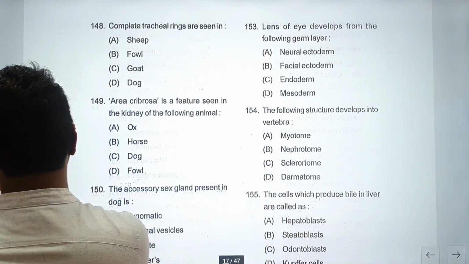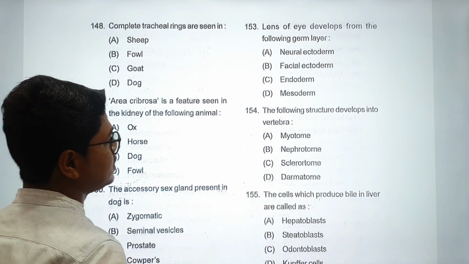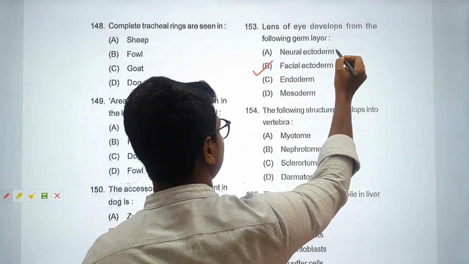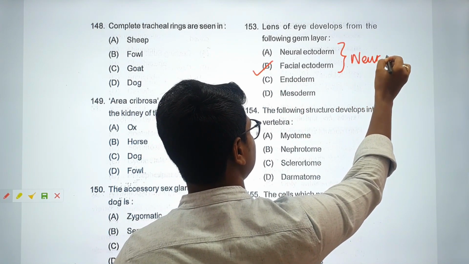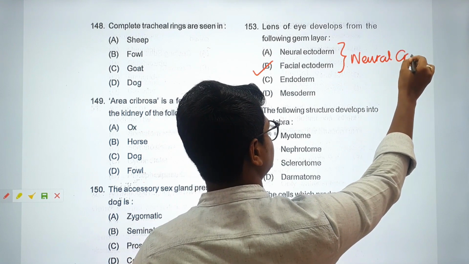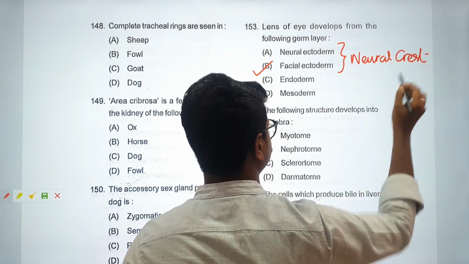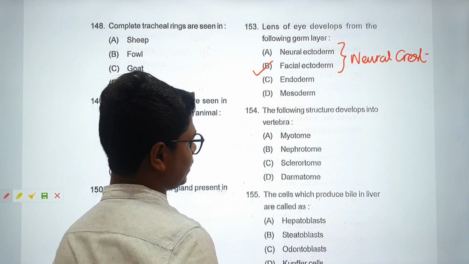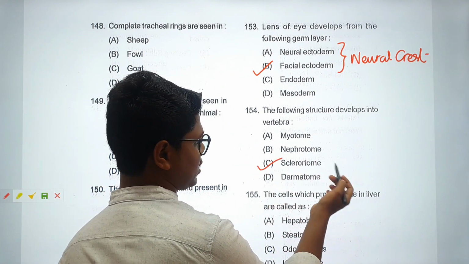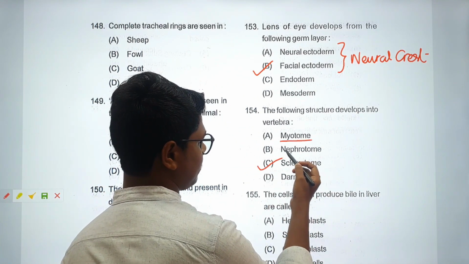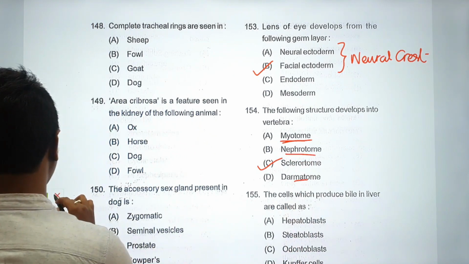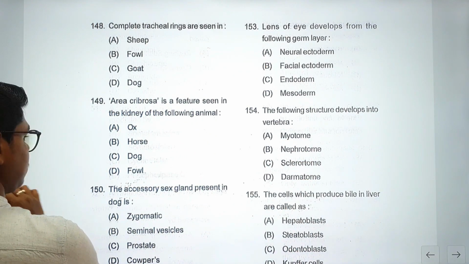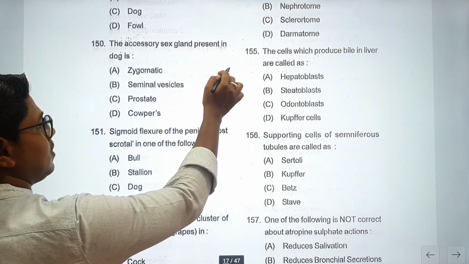Next, 153. Lens of the eye develops from the following germ layer: facial ectoderm. Okay, both the neural and facial ectoderm are part of neural crest. The following structure develops into vertebra: sclerotome. Okay, rest of the things are self-explanatory: myotome, nephrotome, and dermatome. Muscle, kidney, and the skin.